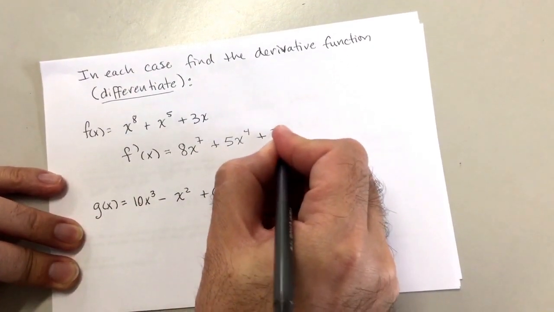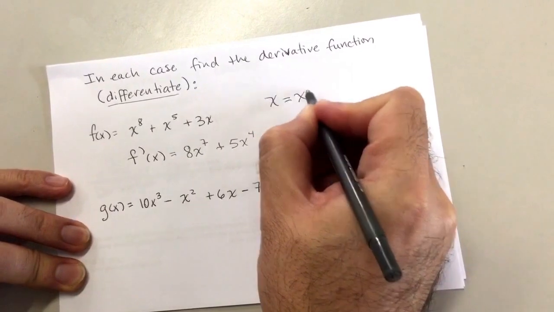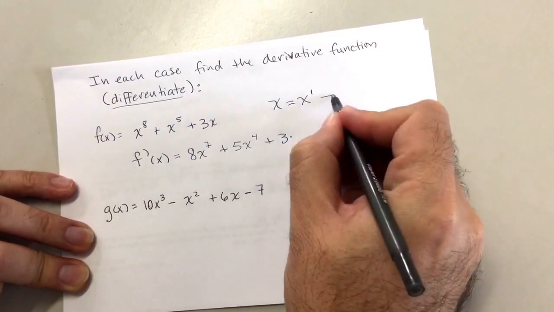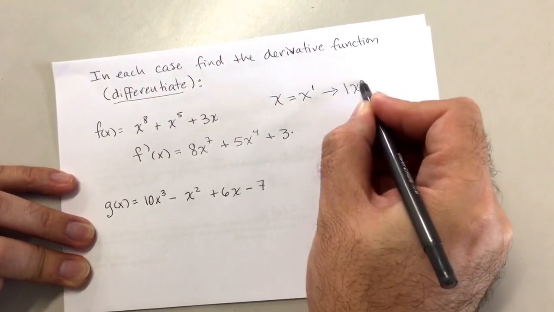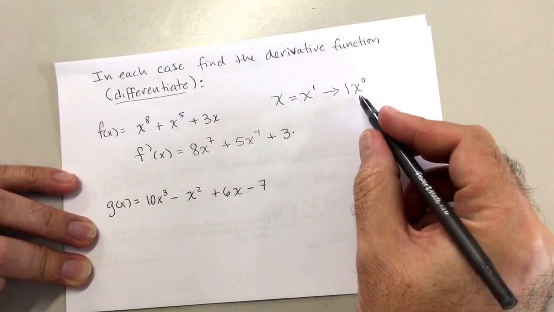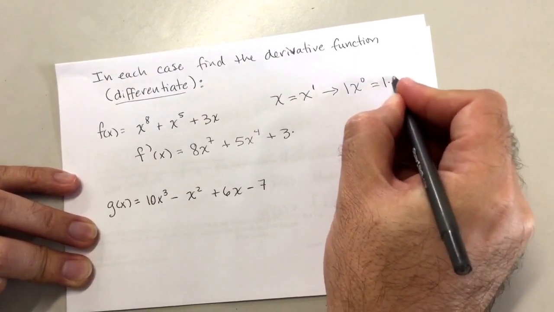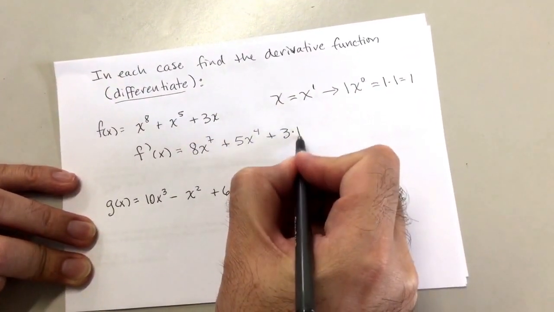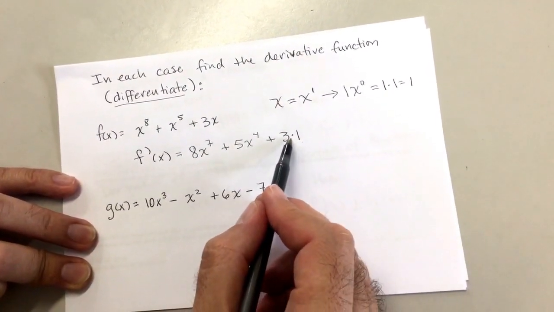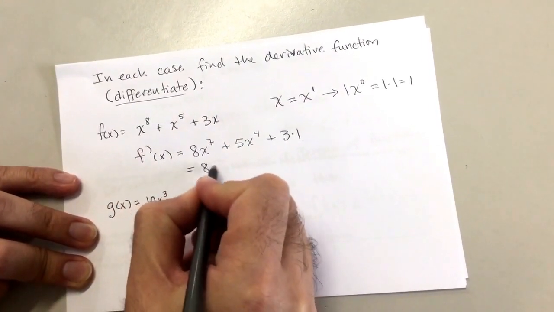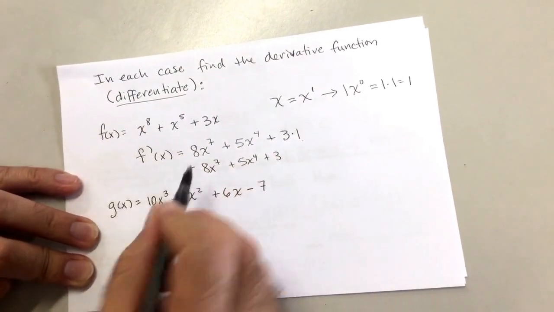Okay, so that would be 3 times something. Well, let's see. x is the same as x to the power of 1. So its derivative would be 1. x to the power of 1 minus 1 is 0. But x, any number except 0 to the power of 0 is 1. So this is 1 times 1, which is 1. So this would be 3 times 1. Now you do not need to write 3 times 1. You just write the 3. So here would be 8x to the 7th plus 5x to the 4th plus 3. And that's the derivative.